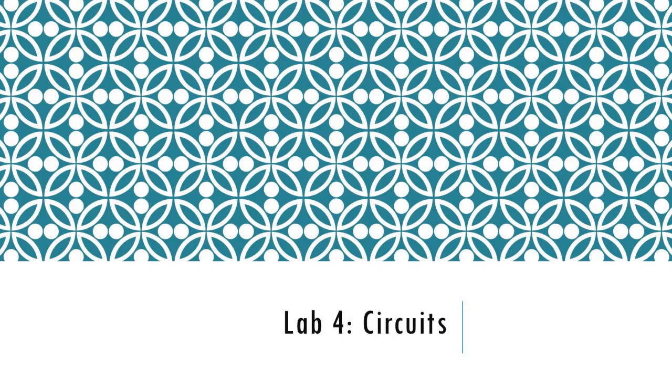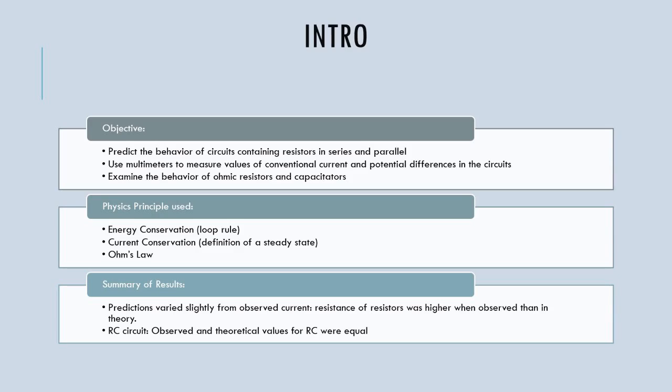This is my lab report for Physics 2212 Lab 4 Circuits. In this lab, I used a computer simulation to create circuits and predict their behaviors when using resistors in series and in parallel. I also used voltmeters and ammeters to measure the values of potential differences and current in the circuit and observe the behavior of ohmic resistors and capacitors.